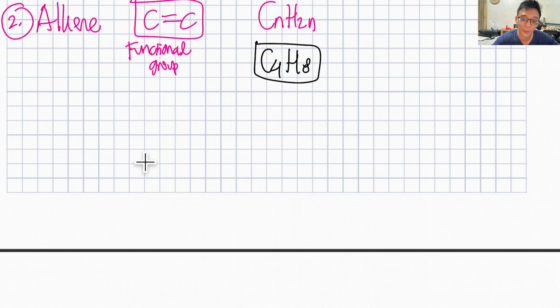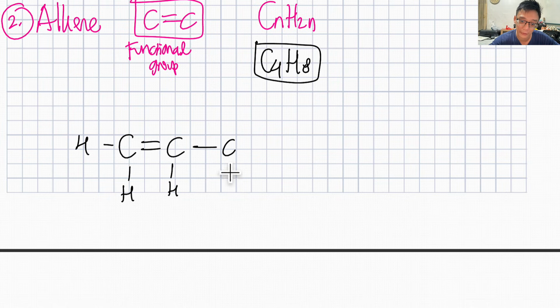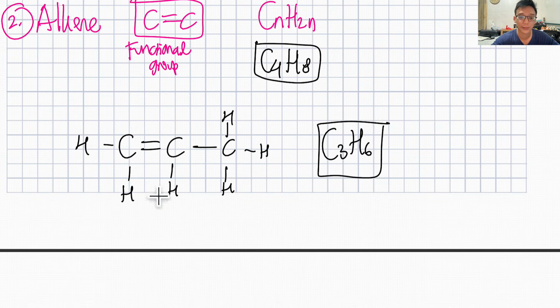An example of a double bond would be, for example, I draw only 3 carbons. Be careful: this carbon already has 2 bonds to the carbon in the middle, so it has 2 more hydrogens only. Here in the middle, it already has 3 bonds, so 1 more hydrogen only. So it should be like this. If you count 1, 2, 3, 4, 5, 6, it will be C3H6. This is an example of alkene.